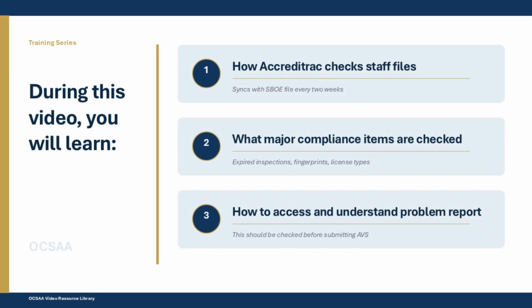In this video, you will learn how the Accreditrac portal can check staff files and sync with the State Board of Education file every 2 weeks. You will learn what major compliance items are checked, which may include expired health, safety, and fire inspections, expired fingerprints, and improper license types. Lastly, you will understand how to access and understand the problem report in the Accreditrac portal. This should be checked before submitting AVS.